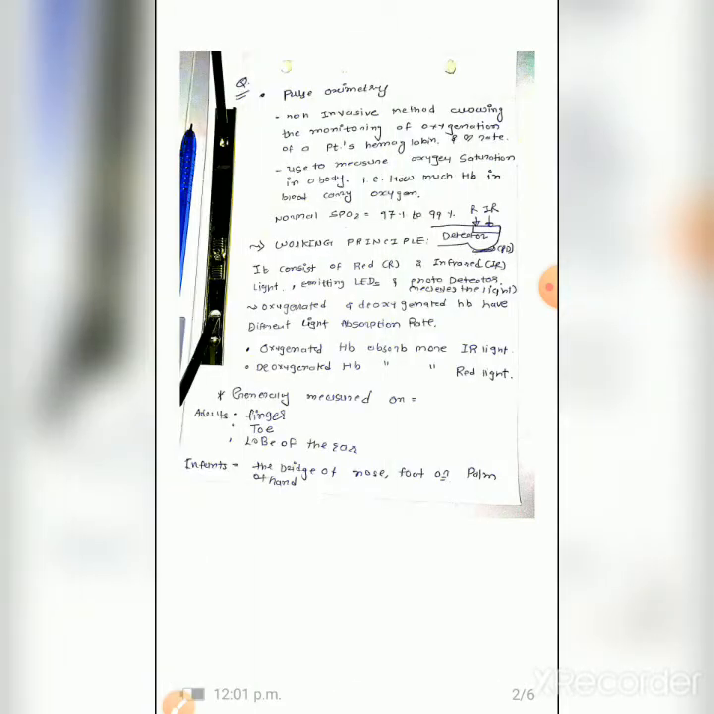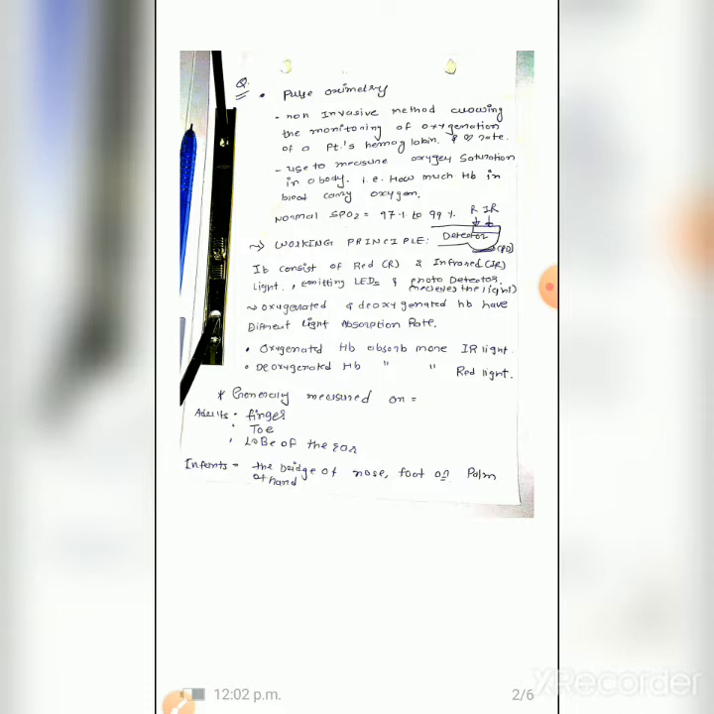What is pulse oximetry? It is a non-invasive method which allows monitoring of the oxygenation of a patient's hemoglobin and heart rate. It is used to measure oxygen saturation in the body, that is, how much hemoglobin in the blood carries oxygen. The normal SpO2 is 97% to 99%.